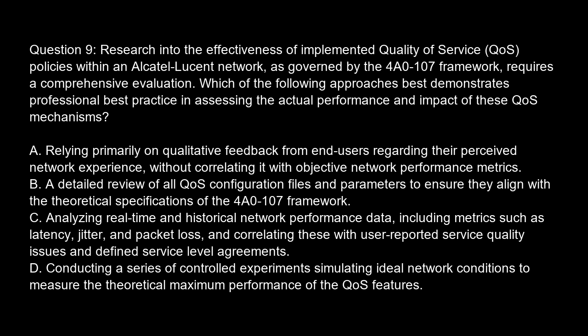4A0-107 framework. Option C. Analyzing real-time and historical network performance data, including metrics such as latency, jitter, and packet loss, and correlating these with user-reported service quality issues and defined service-level agreements. Option D. Conducting a series of controlled experiments simulating ideal network conditions to measure the theoretical maximum performance of the QoS features.